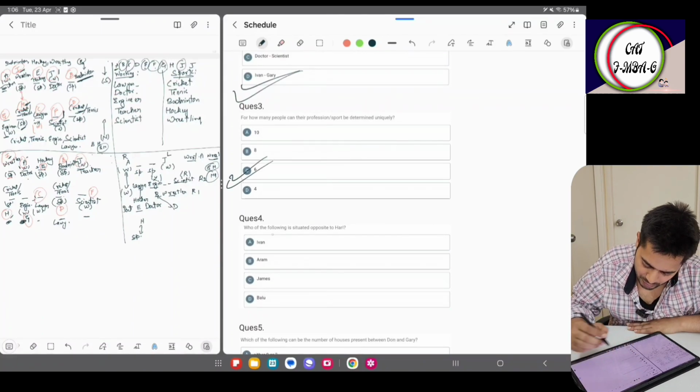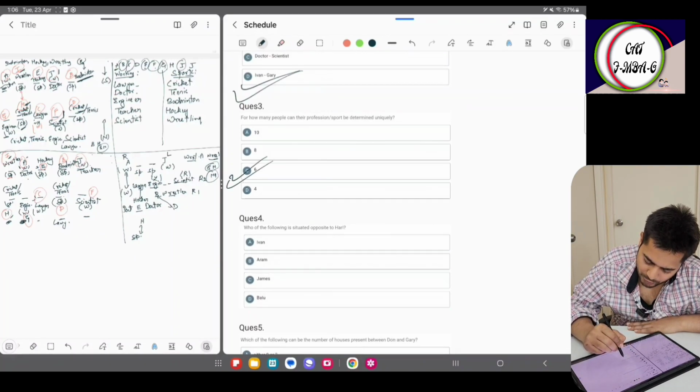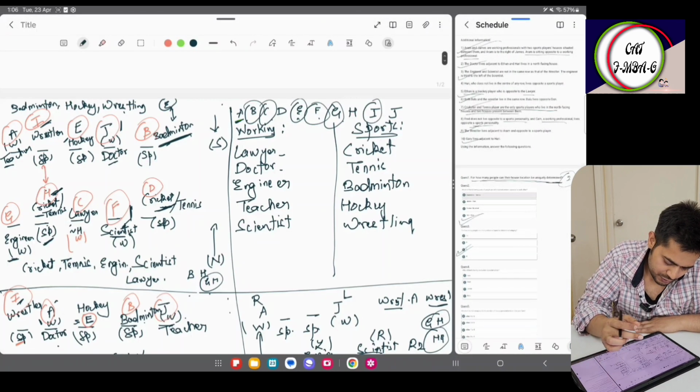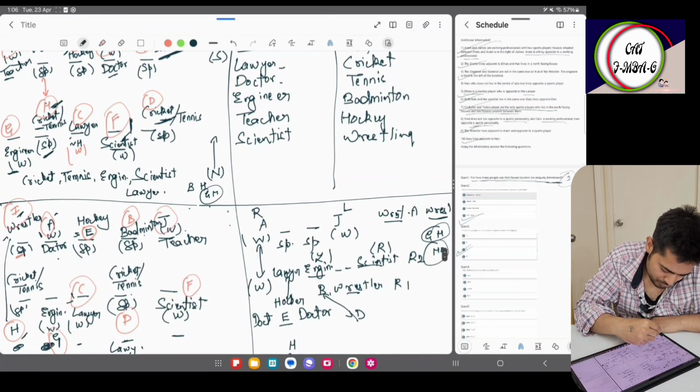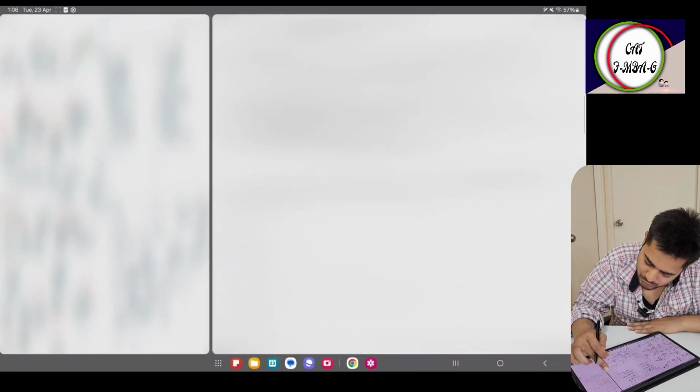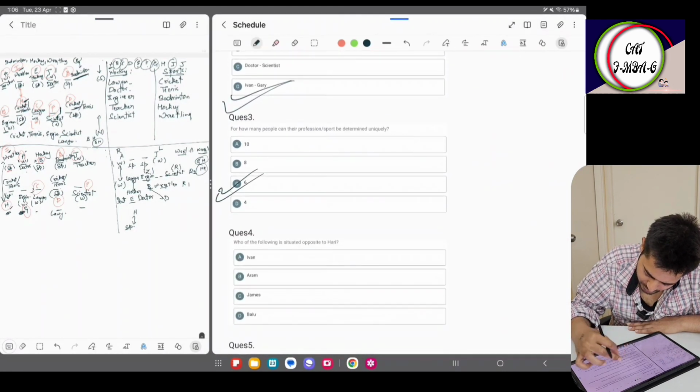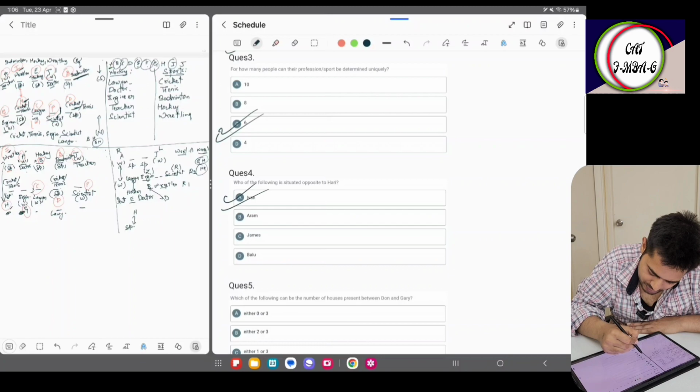Option number C. Who of the following is situated opposite to Harry? Ivan, Aram, James or Balu. Opposite to H is I. Here also opposite to H is I. So Ivan is the right answer.